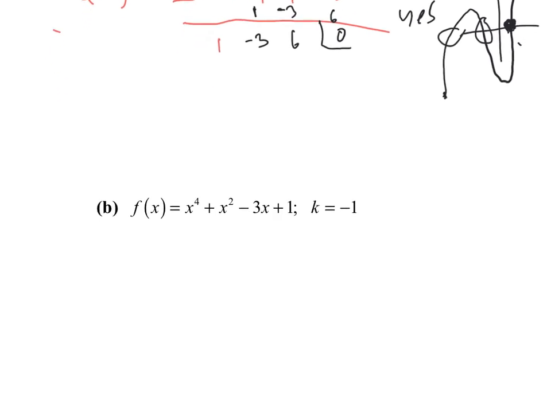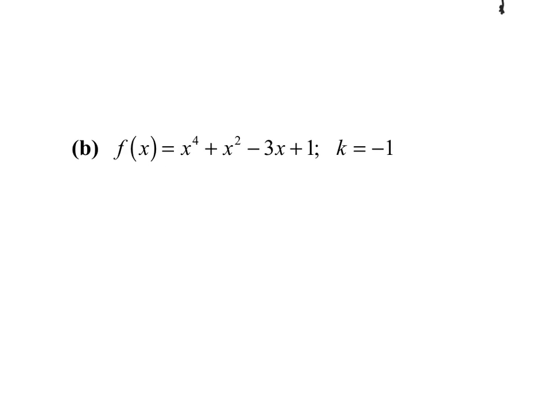Okay, let's do another one. Check the terms. Make sure we have them all. 4, 3. I'm missing the x squared term. So that means there's a 0 in front. Got to be careful. I've made a lot of mistakes by forgetting those missing terms.